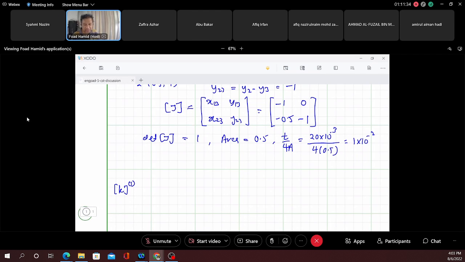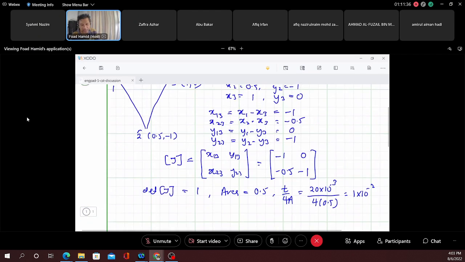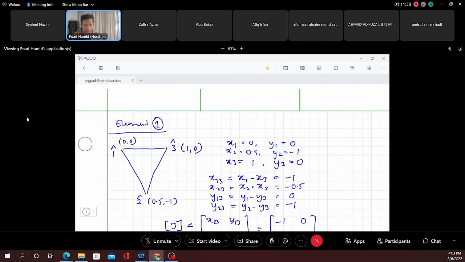We need to take a look at the formula. So look at element number 1. We know how many unknown degrees of freedom there are in this problem. Q1, Q2 is 0 here. Q5 and Q6 is 0 over here, but we only have Q3 and Q4. So in this case, it's a 2 by 2 matrix for element number 1.